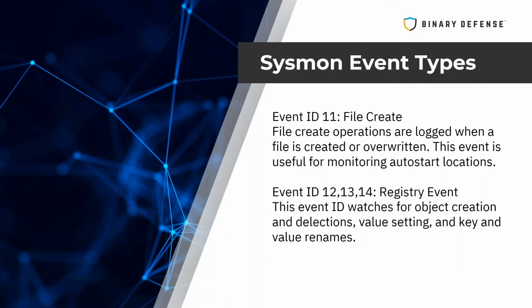So 12, 13, and 14 are all related to the registry. 12 is for object creation and deletions, 13 is for value setting, and then 14 is for key and value renames. This can be useful when you see processes attempting to interact with the registry in a way that maybe it's trying to edit the run key or the run once key. When you see that, you're not going to see the access, but you will see if it attempted to write a new object into run or run once, and we'll see that here in a bit as well.